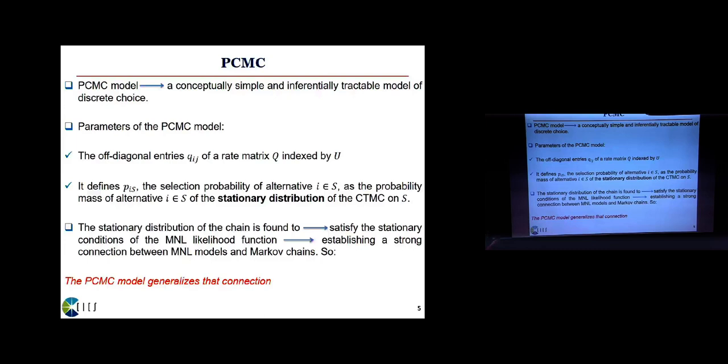The stationary distribution in the Markov chain is the probability which can be shown with the vector pi, a probability distribution summing to 1, and if you multiply pi transpose by Q, which is the rate matrix, you get pi. So the stationary distribution of the chain is found to satisfy the stationary condition of the MNL likelihood function, establishing a strong connection between the MNL model and Markov chains. So the PCMC model generalizes this connection between MNL and Markov chains.